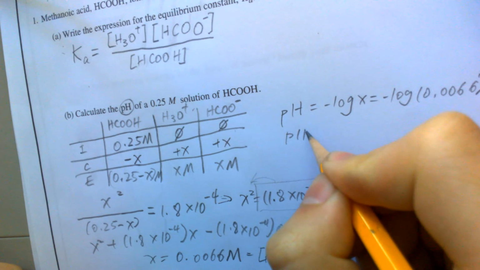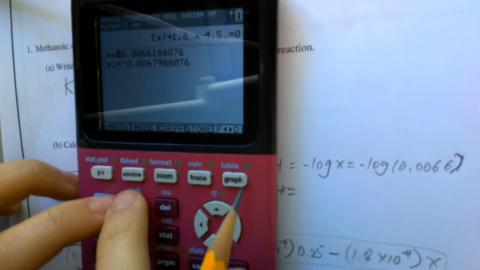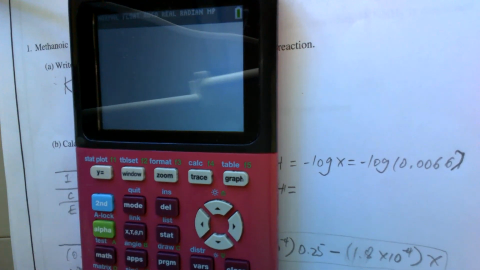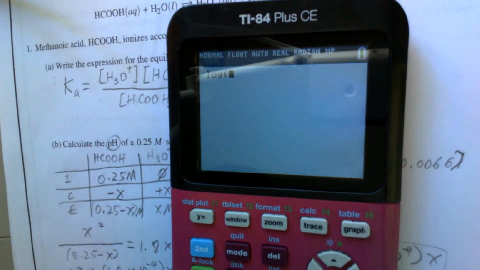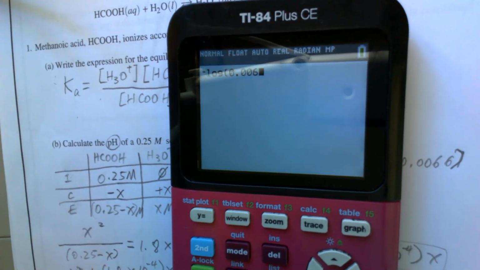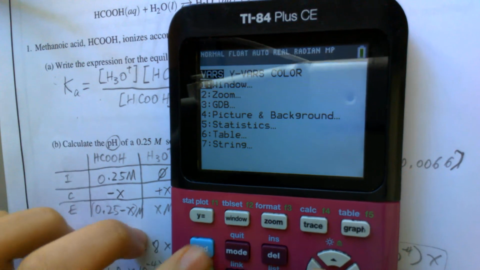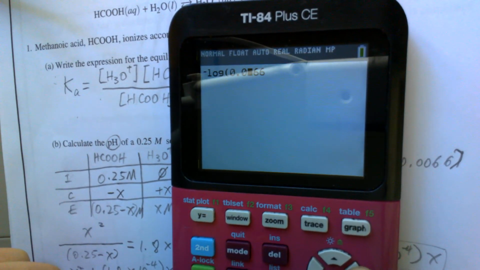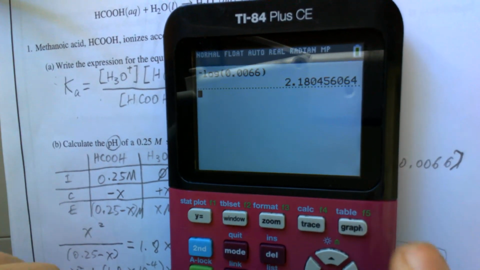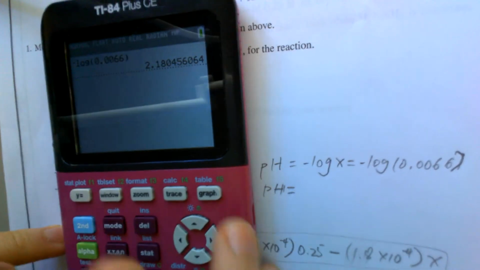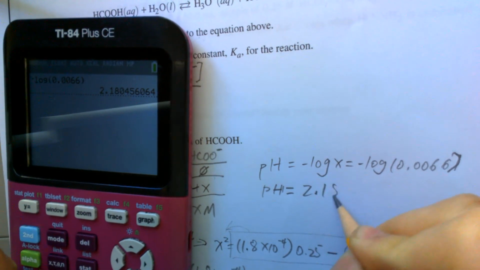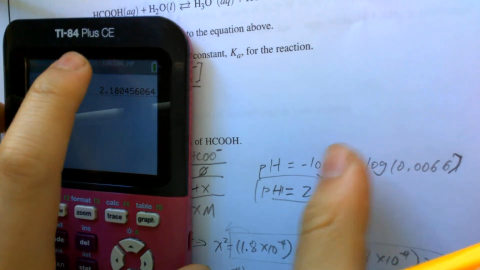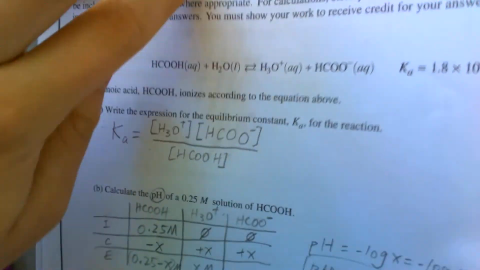So pH is equal to, plugging back into your calculator here, quit, negative log. It's not ln, it's not natural log, it's just log of 0.0066. I'm sorry, so it should be, okay, 2.18, yes, it's 2.18. All right, that's for part B.